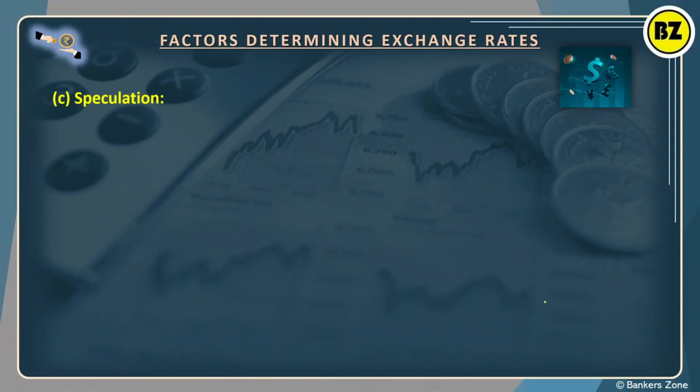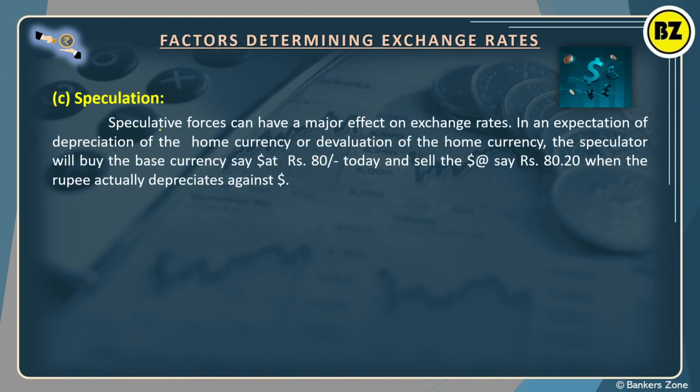Now next is what? Speculation. Speculation is very simple. Speculative forces can have a major effect on the exchange rate, and expectations of the depreciation of a home currency or devaluation of a home currency. The speculator will buy the base currency. Say, I will buy $1 for 80 rupees, and I will sell it at 80.2 rupees tomorrow. So I will gain 0.2 rupees per dollar. This is nothing but speculation, and that's why the rupee gets depreciated against the dollar. Okay, very simple.